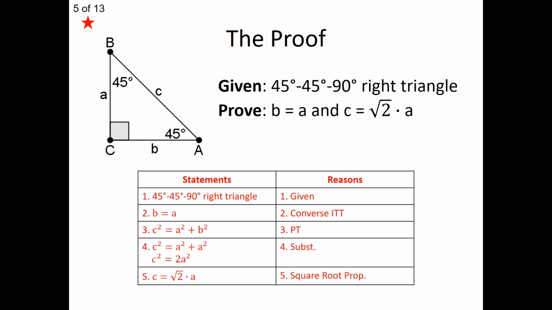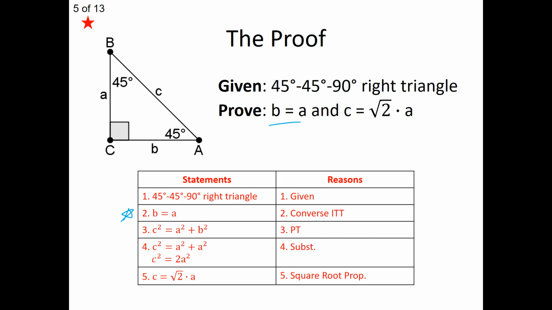We're given a 45-45-90 right triangle. Well, that means we have two angles that are equal in measure. Take a look at angle A and angle B. What do we then know if there are two equal angles in a triangle? We then know that the sides opposite of them are also equal. That's the converse of ITT, the converse of our isosceles triangle theorem. So immediately in step 2, we prove the first part of our proof statement, that B and A are equal.